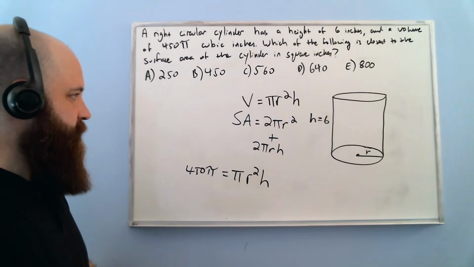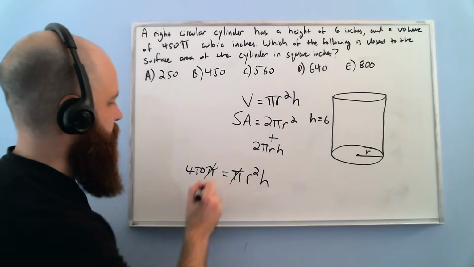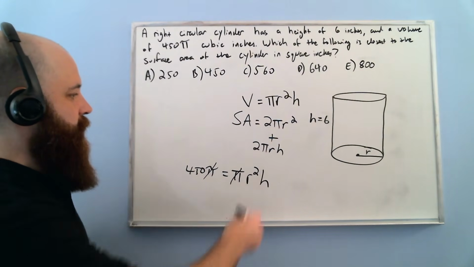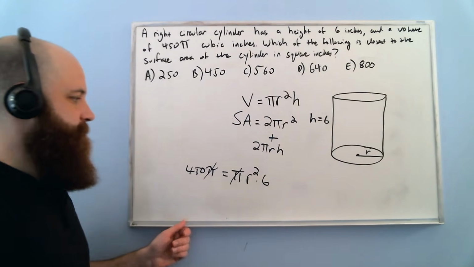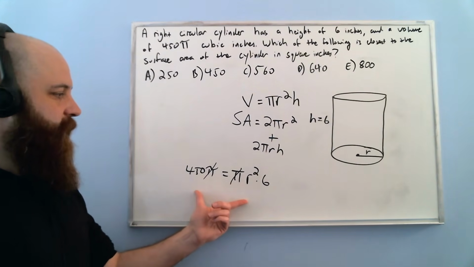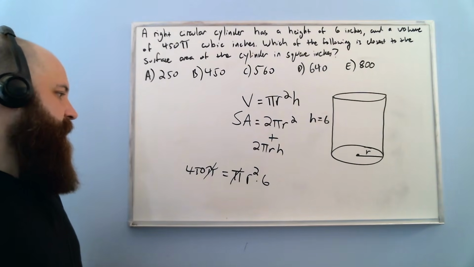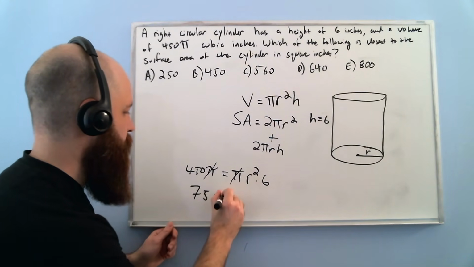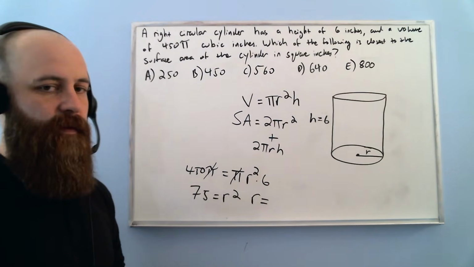So let's do that. I'll first cancel the pi on both sides. 450 equals r squared h. I'm told that the height is 6, so I can substitute 6 in for the height. Divide both sides by 6. 450 divided by 3 is 150, so divide that in half, because I'm really dividing by 6. So I get 75 is equal to r squared. And then r is equal to the square root of 75.